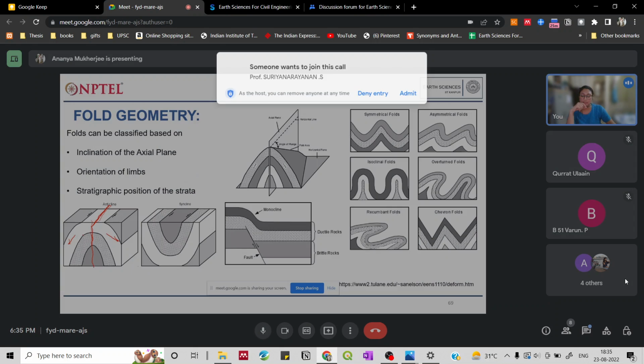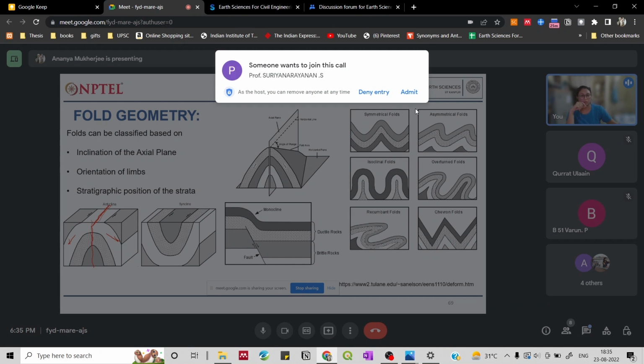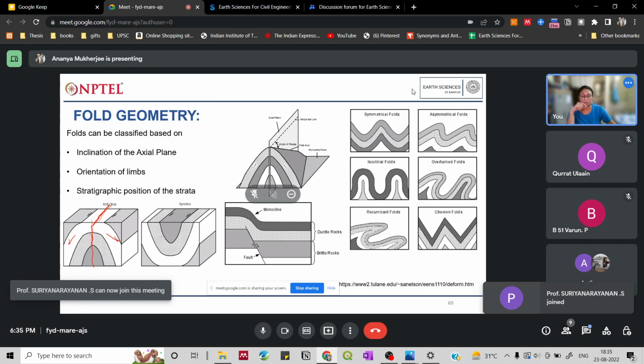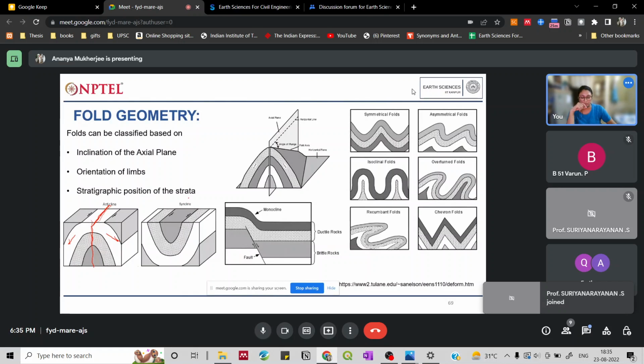So now we see that the limbs are dipping away from the axial plane. Now for syncline, suppose we draw the plane again. You have the hinge and the axis of the fold. Now we see that these beds are forming a trough and they are dipping towards each other with respect to the plane and the hinge. So then we classify it as a syncline.